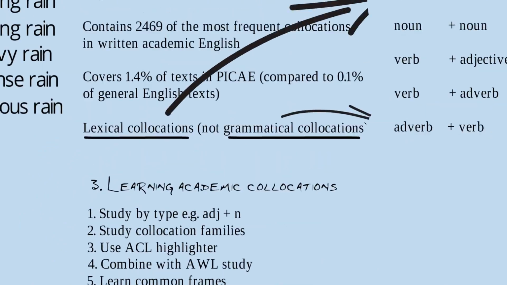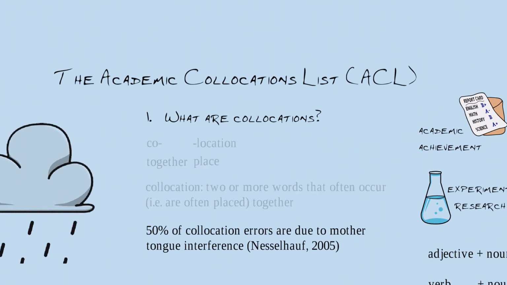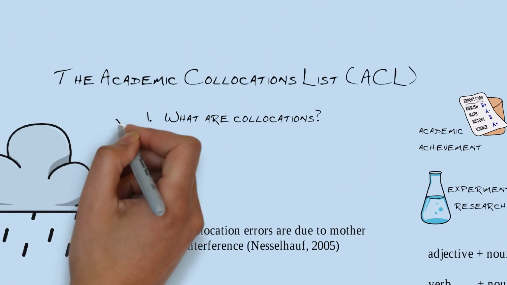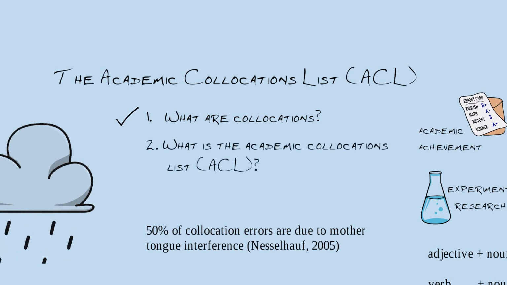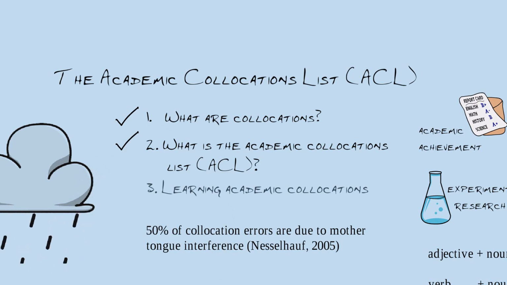So that's the end of the video. So we looked at three things. We've seen what collocations are. We've seen what the Academic Collocation List is, the ACL. And we've seen 6 ways to learn academic collocations.